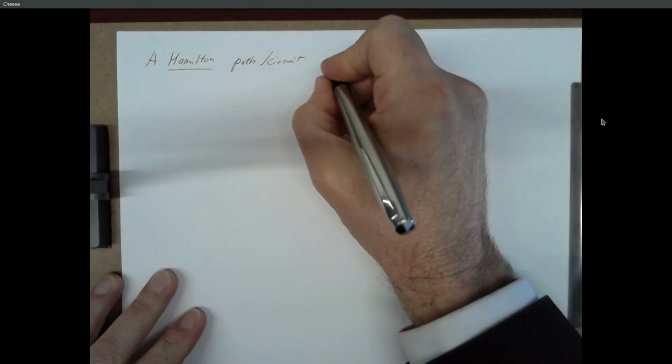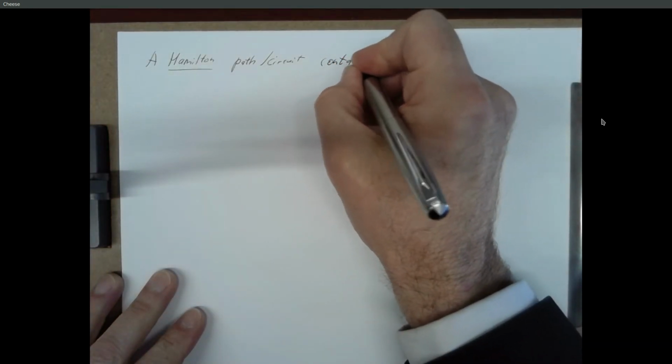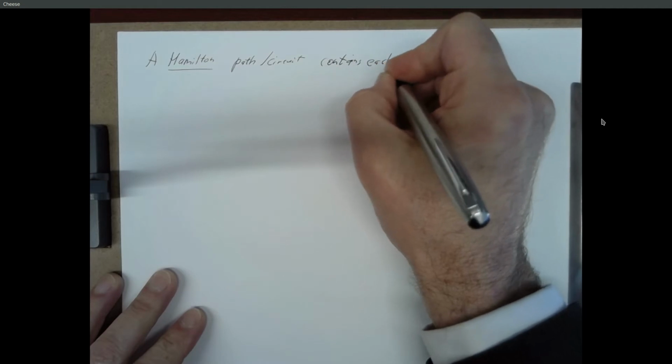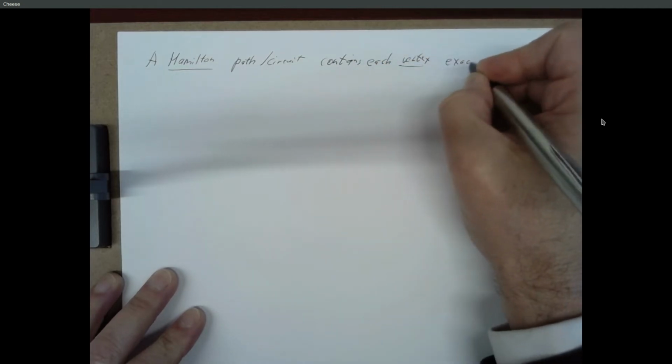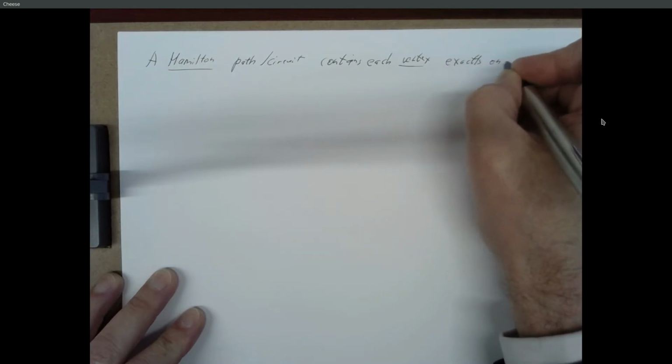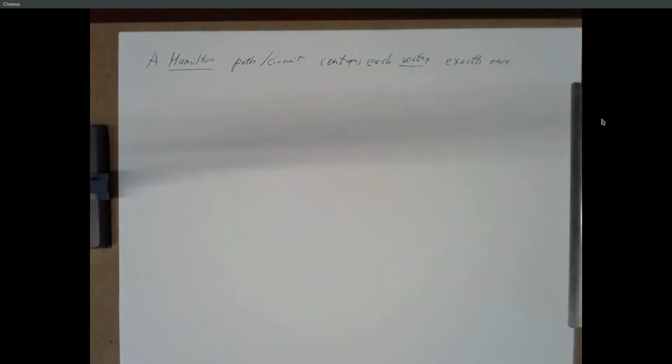So a Hamilton path or circuit contains each vertex exactly once. So Euler path circuits, you have to go through each edge exactly once. Hamilton path circuits, you go through each vertex exactly once. And you can have it so it's both a Hamilton and Euler. And you could have both, yes.